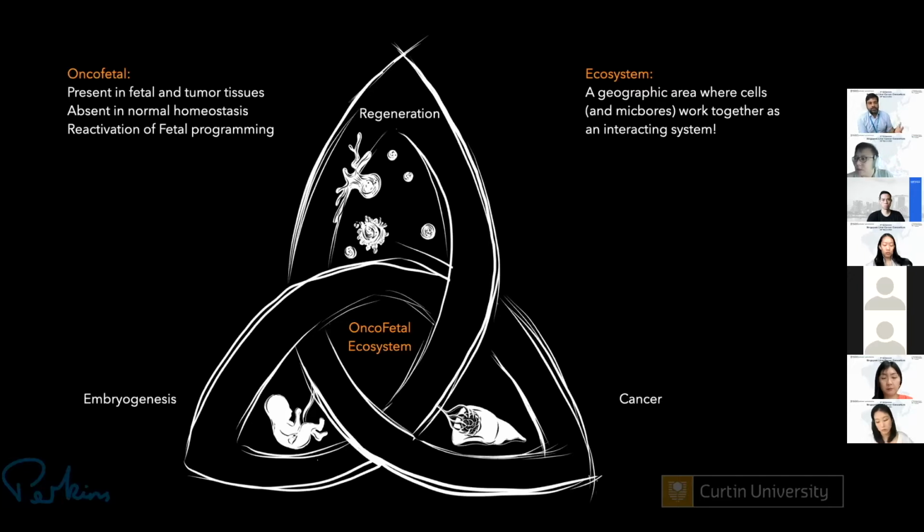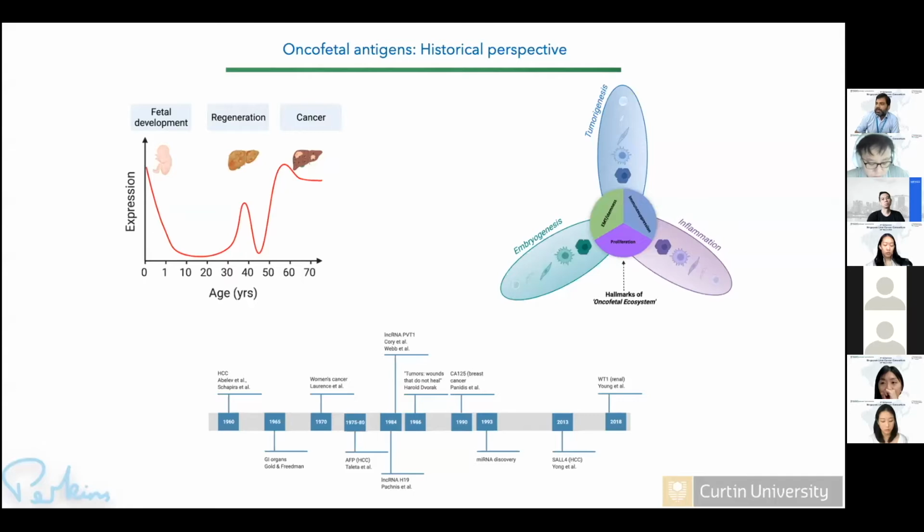It's a concept which was first proposed in 1960 in HCC. Ecosystem means basically an environment or geographical area. What we are trying to understand is the reappearance of these fetal-like programs in the tumor microenvironment. As I just said, there are some genes, cell types, proteins, and miRNAs which are present in fetal development, and they could reappear during regeneration or cancer, right?